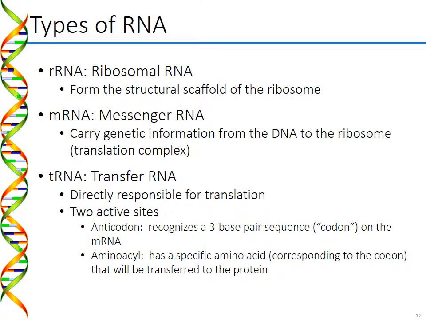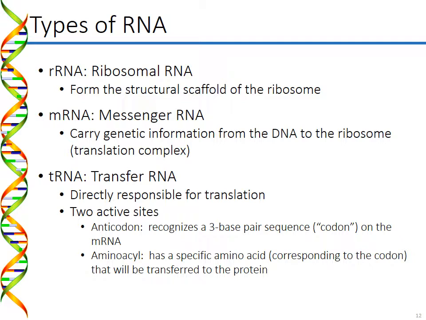There are 3 primary types of RNA. There are additional types that we will discuss during the RNA lecture, but as part of the review of transcription and translation, we'll only discuss these particular three during this lecture. So the first is ribosomal RNA, or rRNA. That forms the structural scaffold of the ribosome.